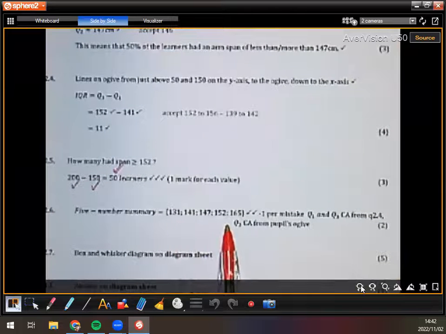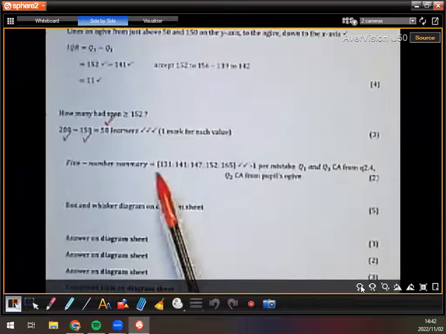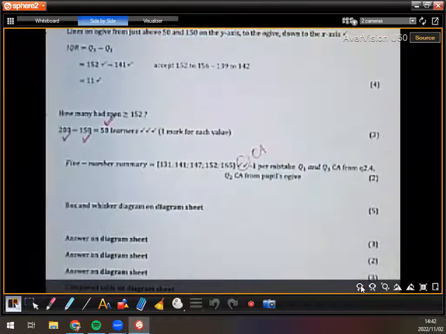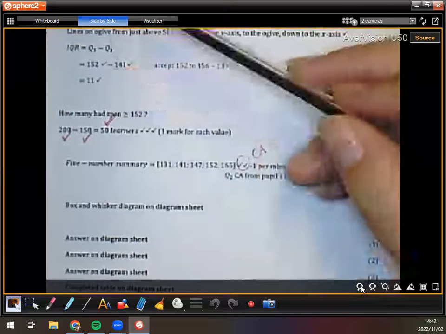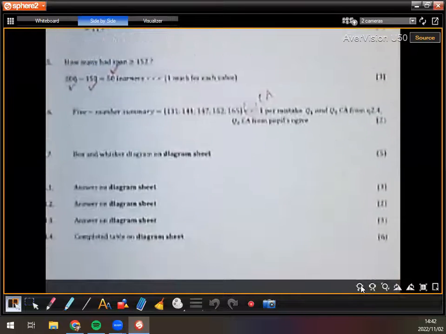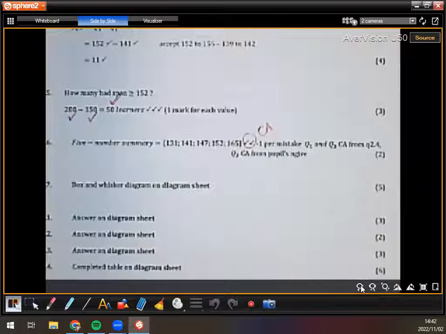Ballpark. 2 marks for the 5 number summary, which you actually had already found all of these values above. So these 2 marks will be CA marks, right? If you use the same values that you calculated up there in your 5 number summary, and then everything else we've already looked at.